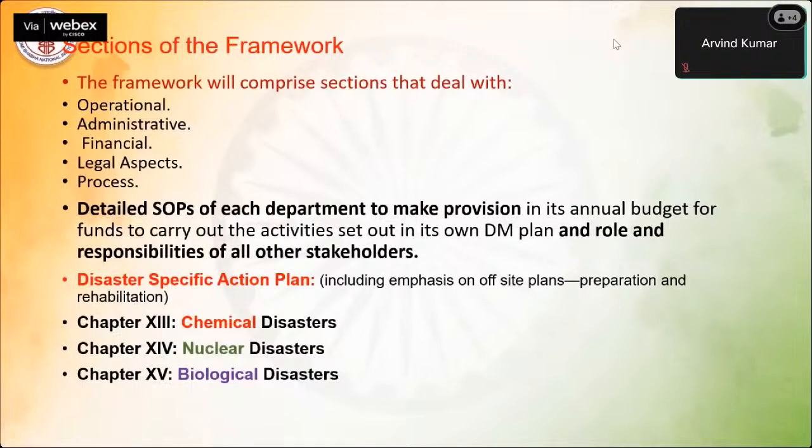Then there are disaster-specific action plans. That is, let us say cyclone, earthquake, landslide, forest fire. All these are under various types of natural disasters, and our focus is mainly on CBRN. So chapter 13 covers chemical disasters. Chapter 14 should cover nuclear disasters. That also includes radiological. And chapter 15 is biological disasters.